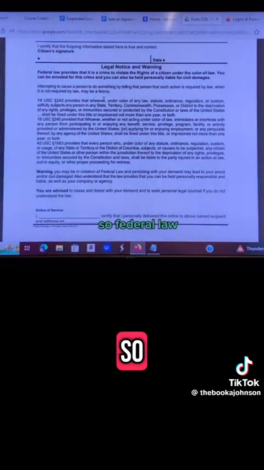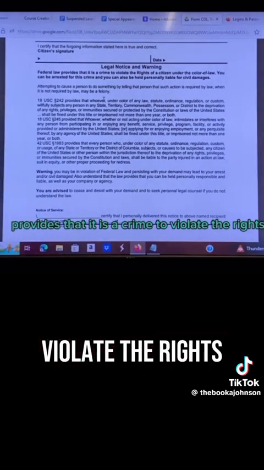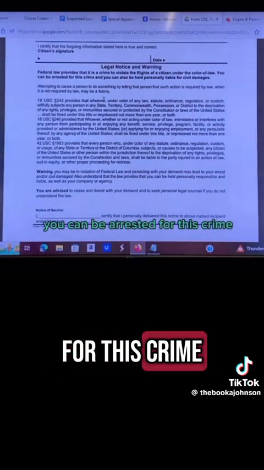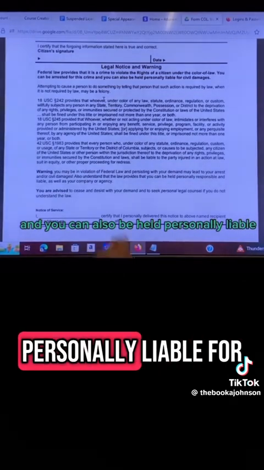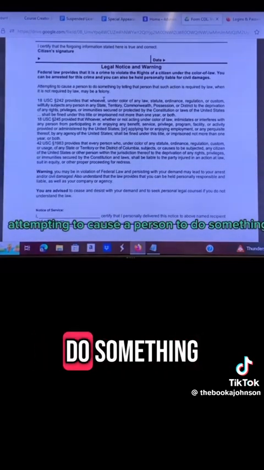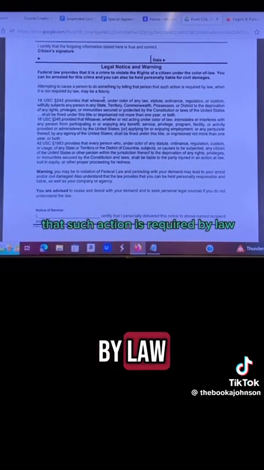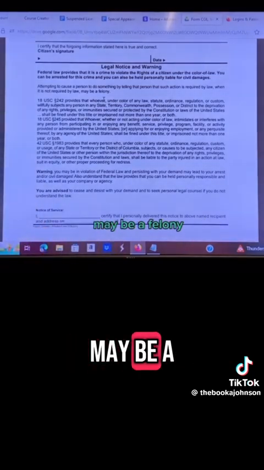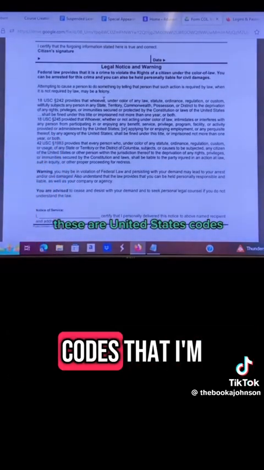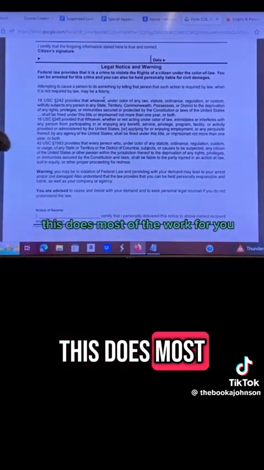It does everything. So federal law provides that it is a crime to violate the rights of a citizen under the color of law. You can be arrested for this crime, and you can also be held personally liable for civil damages. Attempting to cause a person to do something by telling that person that such action is required by law when it is not required by law may be a felony. Now, here's where the good stuff comes in, guys. These are United States codes that I'm about to read and quote to you. So, like I said, this does most of the work for you.